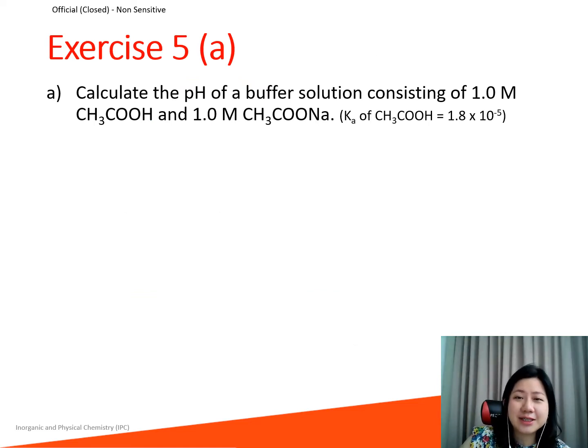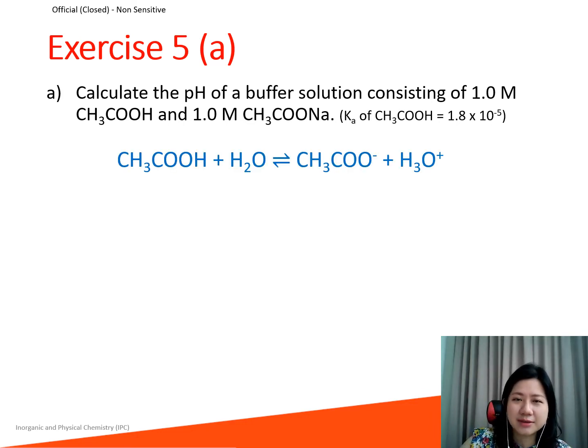Let's try a calculation question involving a buffer solution. Calculate the pH of a buffer solution consisting of 1.0 molar CH3COOH and 1.0 molar CH3COONa. The Ka value is also provided. Let's start by writing the acid dissociation reaction of CH3COOH. Now, take a look at the components of the buffer. Can you identify the conjugate acid-base pair in the buffer?